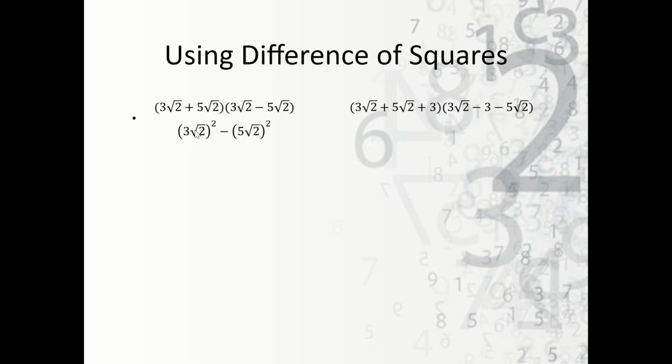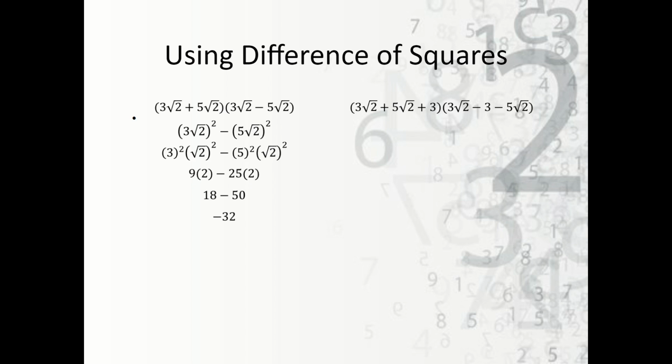Now when we square this, we're going to square the coefficient and square the square root. So 3 squared is 9 and square root of 2 squared is just 2. So we end up with 3 squared and square root of 2 squared minus 5 squared and square root of 2 squared. Well, 3 squared is 9. Square root of 2 squared is just 2. 5 squared is 25. And square root of 2 squared is 2. So we end up with 9 times 2 minus 25 times 2. Well, 9 times 2 is 18, and 25 times 2 is 50. So we get 18 minus 50, which is negative 32.